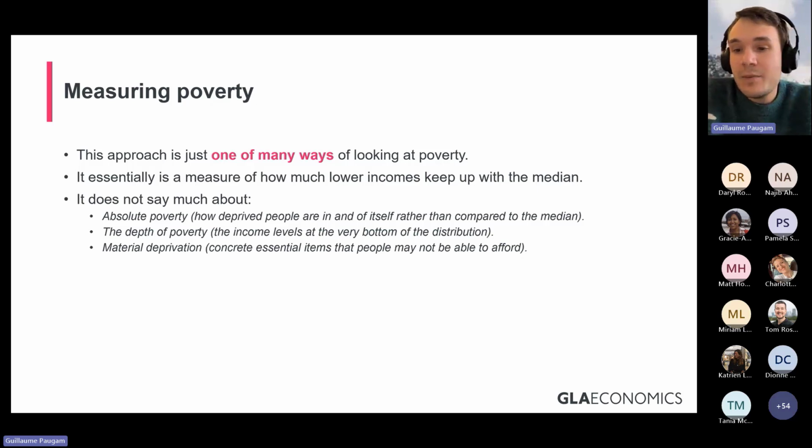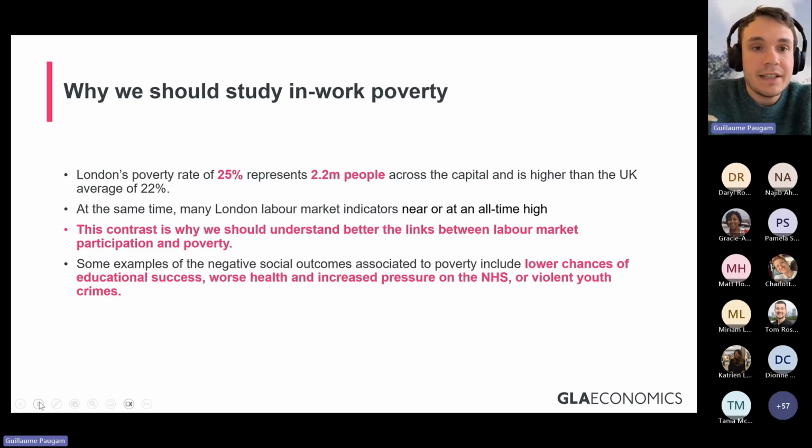The depth of poverty is how much the income of the very bottom of the distribution is. You know, if you study people below 60% of median income, that'll include people earning 59% of the median and people earning 5% of the median. And here, I'm not really distinguishing between these. And also, it does not say much about actual material deprivation, concrete essential items that people may not be able to afford. All of these are limitations that I wanted to emphasize to start with, because I think they're important to keep in mind, and also to say that they're not necessarily contradictory. They would make for very useful further research, I think.